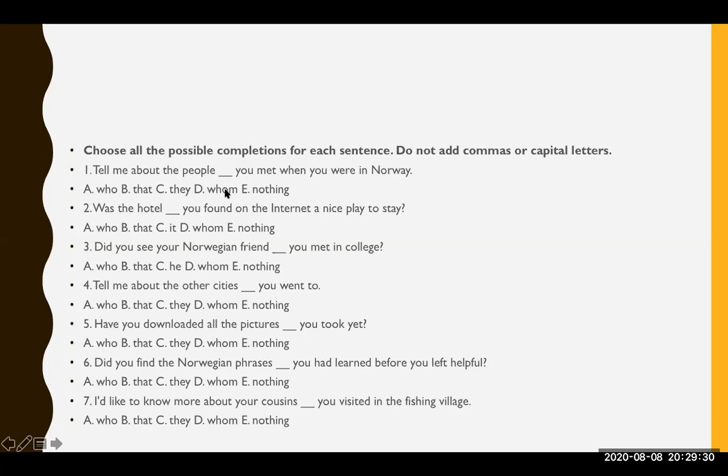You can remember, not always actually, you can replace whom with who if there is no preposition before whom. I'll show you this in a bit. So whom is correct, who is correct, that is correct. Remember, because this is object, it can be deleted. Nothing is correct. So A, B, D, E is incorrect.